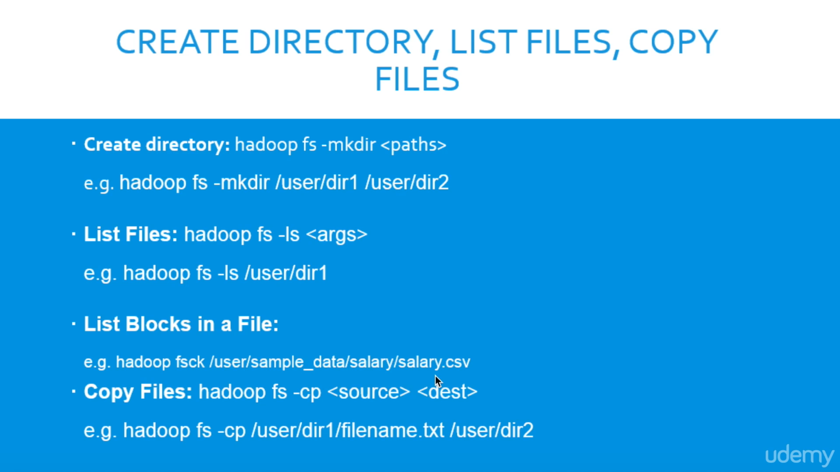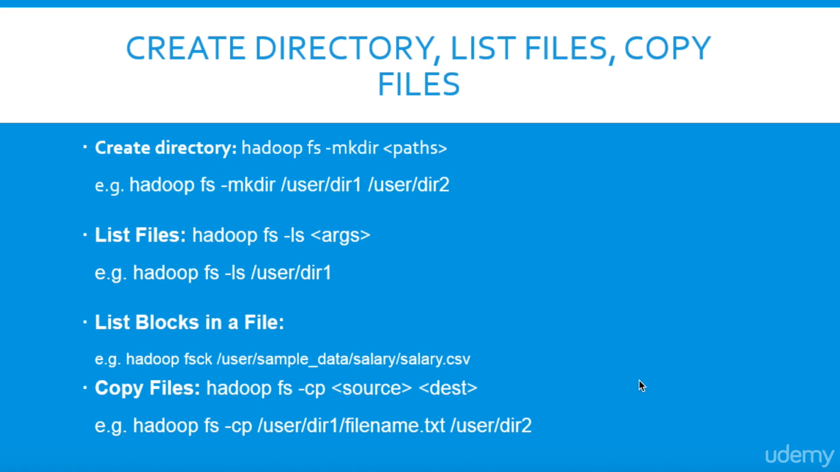If you want to see how many blocks are available within a particular file in HDFS, you can check that using the fsck command. fsck generates a summary report that lists the overall health of a file system. HDFS is considered healthy if and only if all files have a minimum number of replicas available. To copy files from one location to another in HDFS, you can use the -cp command as shown in the example here.